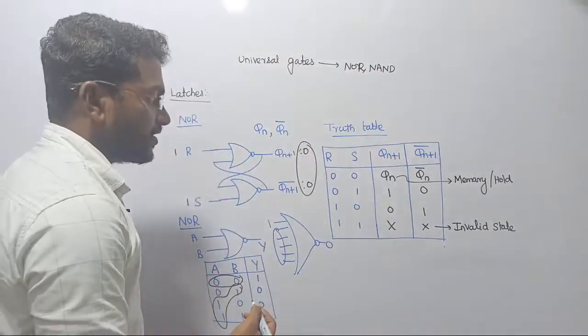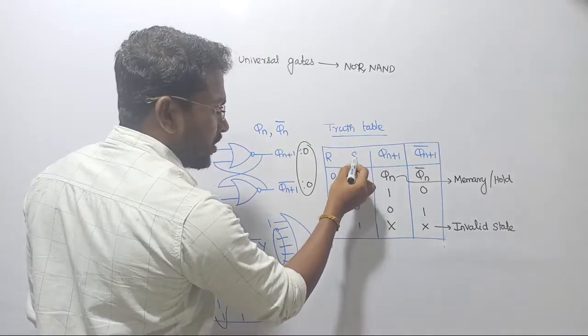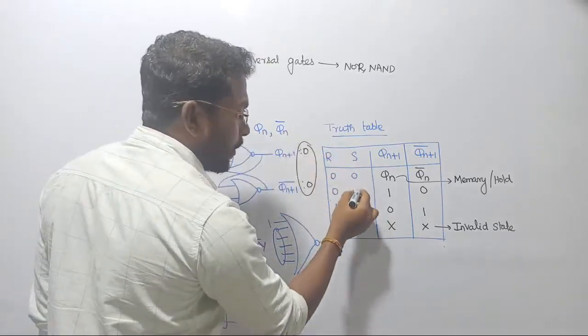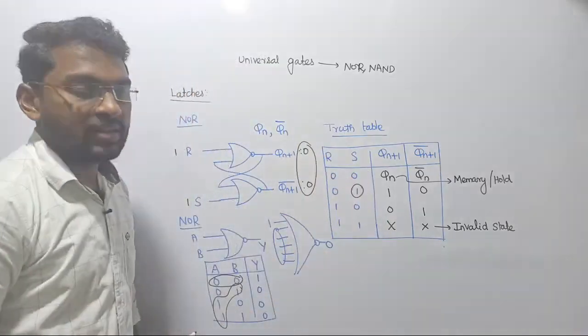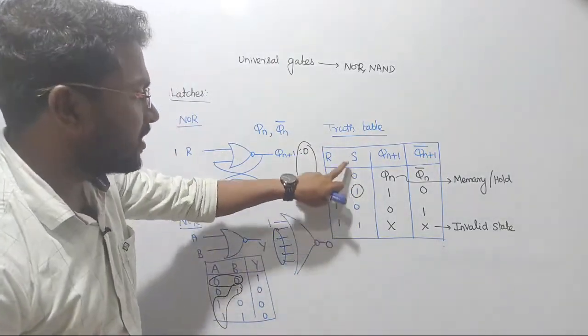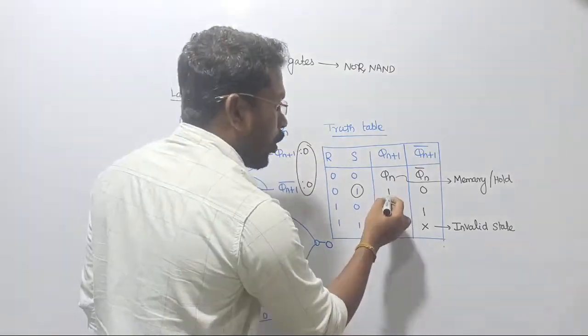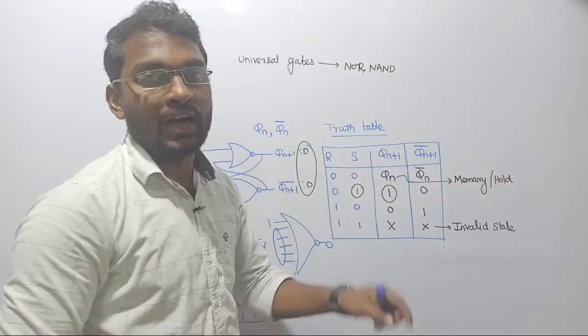Now the next thing, listen guys. In this case, this is called the set pin. Whenever the set pin value is high, this is called a high active input. Whenever we pass 1 through S, automatically the output of the function will be set to a value of 1.